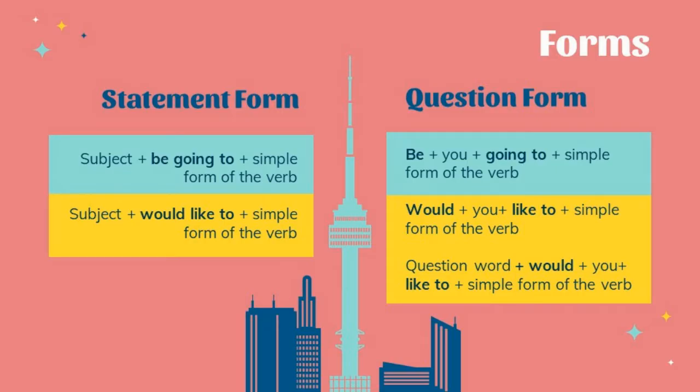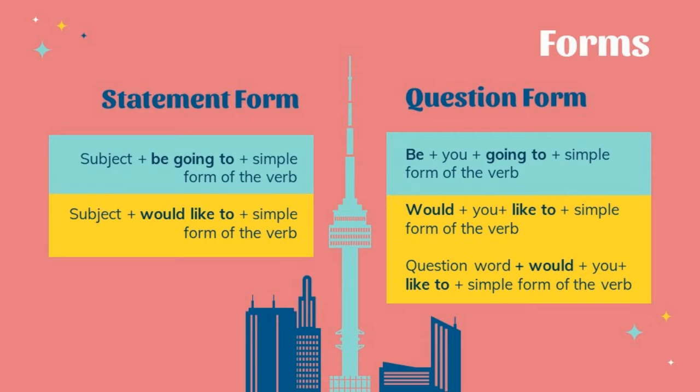Here are the patterns of the forms. In this part, we have the statement form, and over this, we have the question form. So the statement form of be going to is subject plus be going to plus simple form of the verb. On the other hand, the question form of be going to is be plus you plus going to plus simple form of the verb.